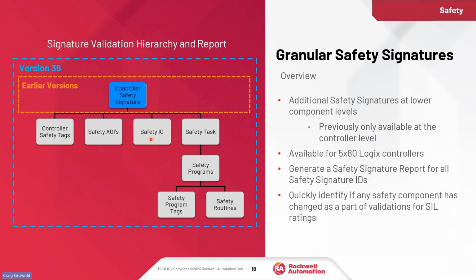So now we have multiple safety signatures at lower levels, where if something changes in the safety program or the safety routine, only that has to get a new safety signature, recreated and validated. Instead of having to revalidate the whole safety controller, it makes the task much less daunting, where I only have to revalidate and run a report on a single area of the program.